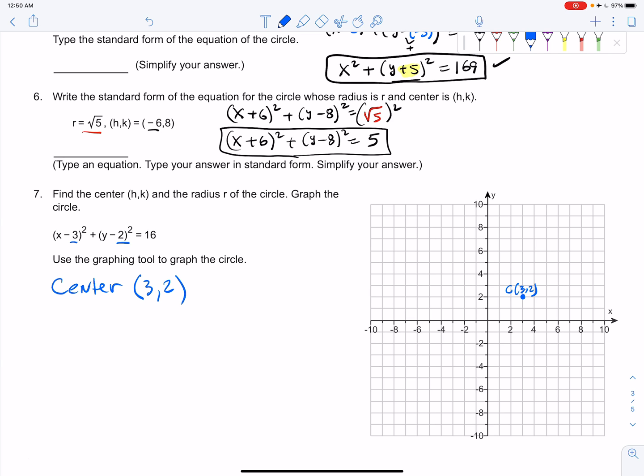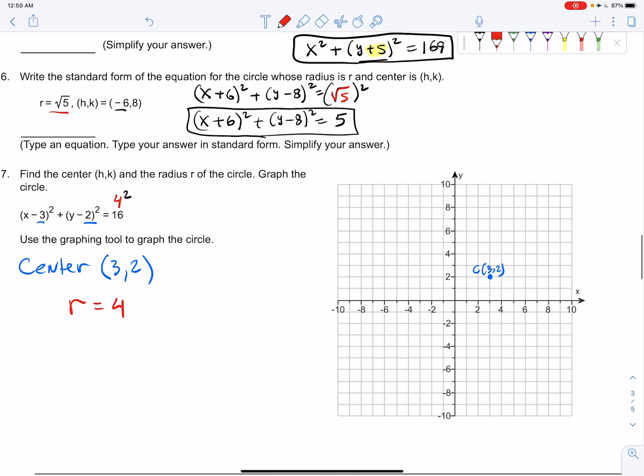Okay, and then what's our radius? Radius might be better found by thinking of 16 as 4 squared. So therefore, it pops out a little better for us. Radius is 4. So all we have to do is go to the left 4. 1, 2, 3, 4 to the right. 1, 2, 3, 4 up. And 2, 3, 4 down. And this should make a perfect circle for us.